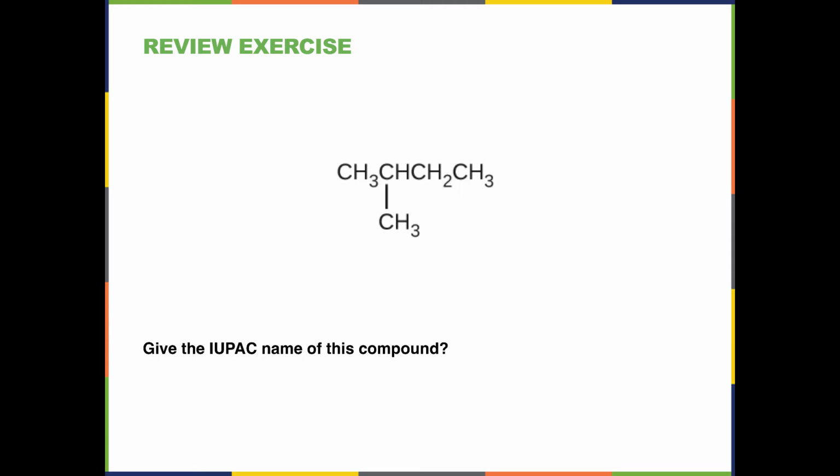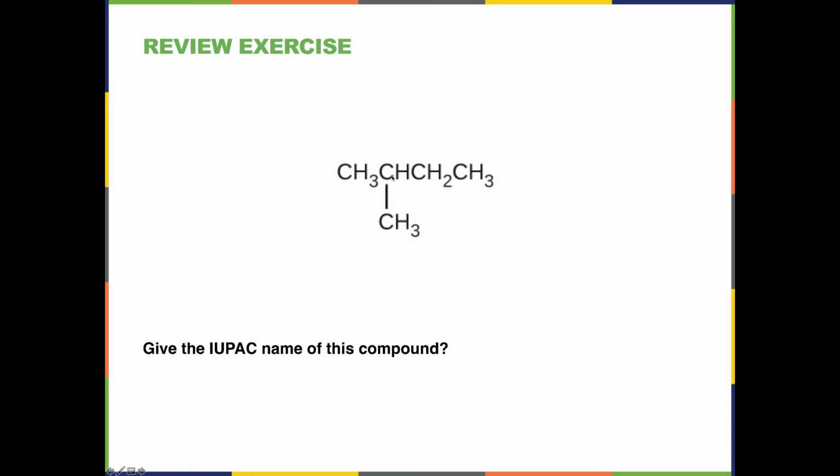So give the IUPAC name for this compound. Now, if you look at this, the parent compound can either be drawn from here up this way and then this way, or it can be drawn from here across. So it's 1, 2, 3, 4, so that's butane. And then here you have a methyl group, so it's methylbutane.